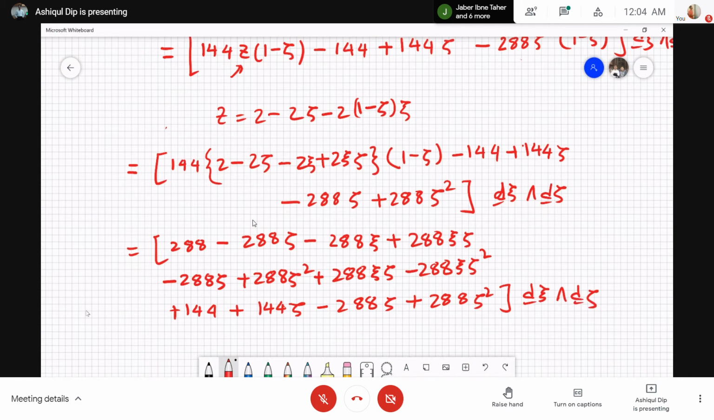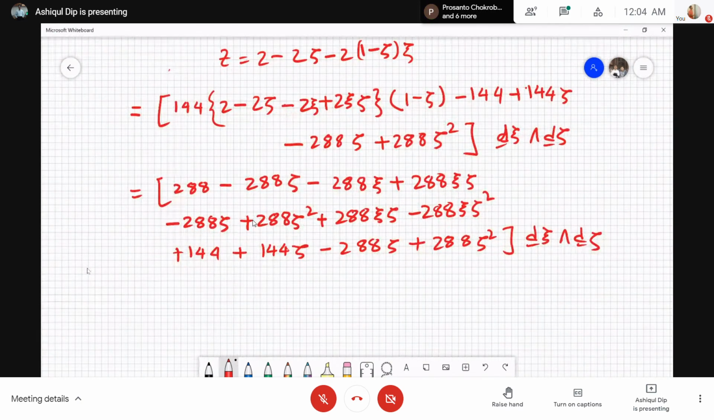Now we are almost done. So which terms cancel out? Are there any?